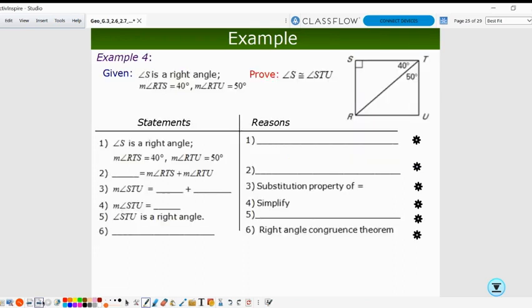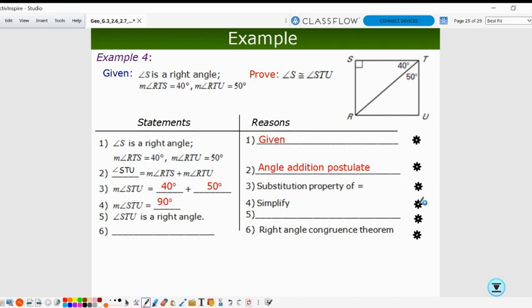Example 4, using a proof. Angle S is a right angle, RTS is 40, RTU is 50. Those were all given. Next, we have that STU is equal to RTS plus RTU. That's your angle addition postulate. When we put these together, we get the bigger angle. The measure of STU is equal to 40 plus 50, substitution. Therefore, the measure of angle STU is equal to 90.